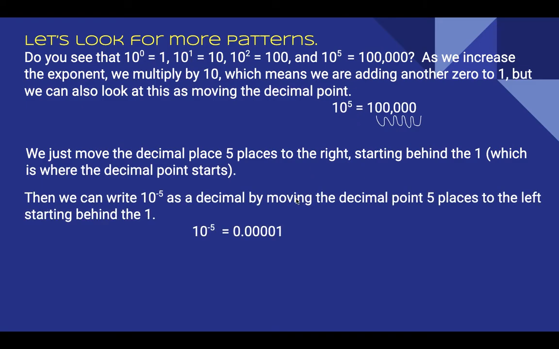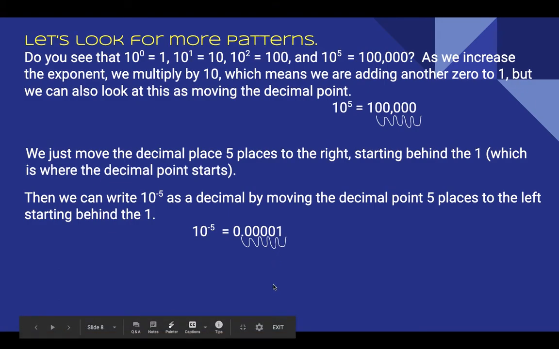So when we write 10 to the negative fifth as a decimal by moving the decimal point 5 places, this time it has to go to the left, behind the 1. So we're going to move it 5 places. 1, 2, 3, 4, 5. When we see a negative exponent, it should tell us our number is going to be rather small. It's going to be less than 1, but more than 0, unless this is a negative base.